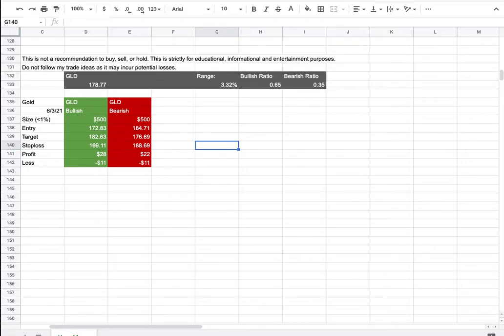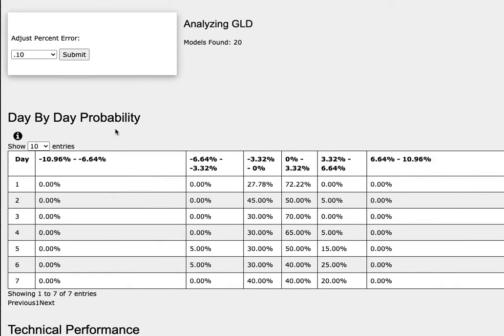So how did I develop these trade ideas? It all comes from the day-by-day probability model, which is available in the link below, so do check it out. As we progress to the 5th day, or week of trading, gold futures has a 50% chance to climb between 0 to 3.3%, a 15% chance to climb between 3.3 to 6.6%. To the downside, it has a 30% chance to fall between 0 to negative 3.3%, and a 5% chance to fall between negative 3.3 to negative 6.6%.